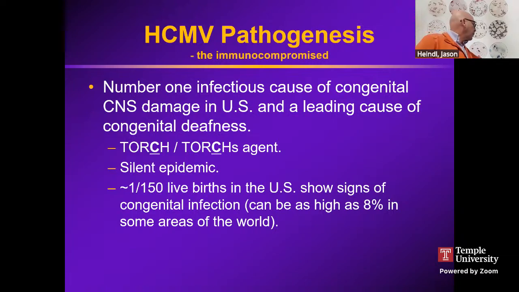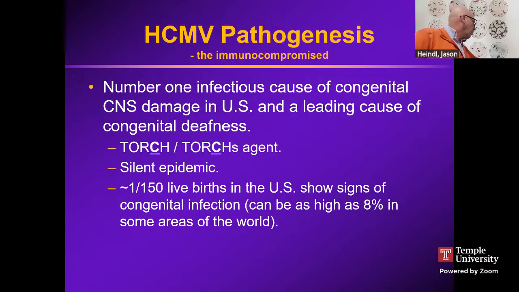It's considered one of the TORCH agents, or torches. This is toxoplasma, rubella, cytomegalovirus, herpes, and sometimes they toss in syphilis, as things that cross the placental barrier and cause problems. Sometimes you'll hear the CMV people call it a silent epidemic because you don't have, like with chickenpox, a nice little rash. This one, mama gets something, it's hard to know.